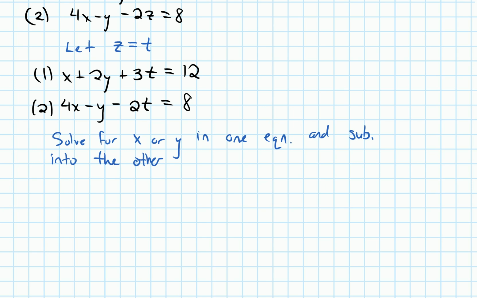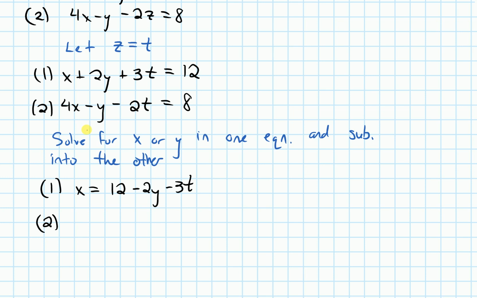Okay, so I'm allowed to do things like take one equation, isolate for a variable, and substitute into the other one, because we're talking about finding the intersection of these two planes. For example, in equation 1, if I isolate x, we'd get x equals 12 minus 2y minus 3t. So let's take that and substitute that into equation 2.